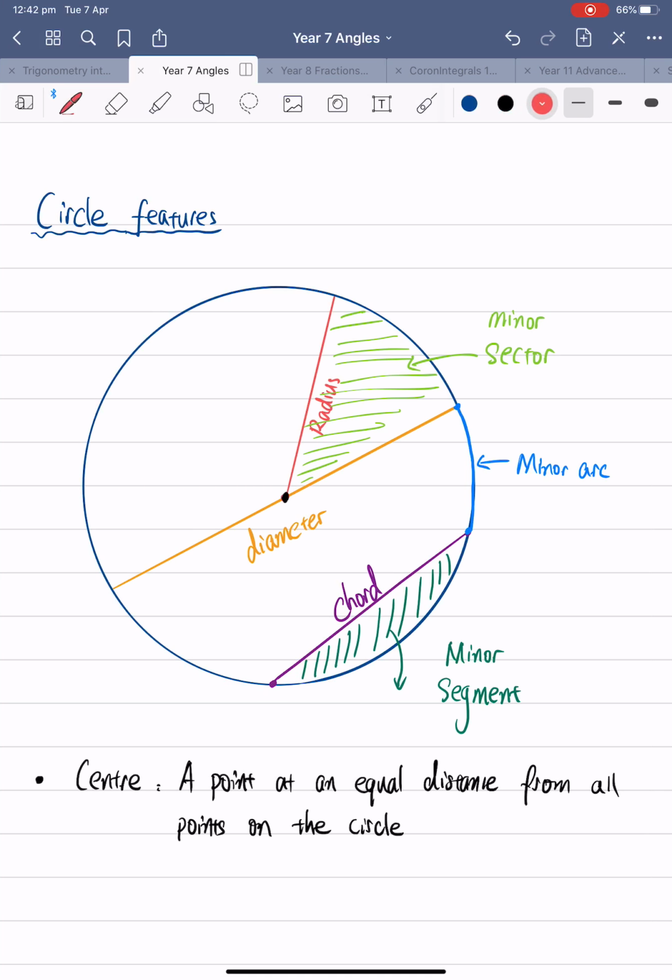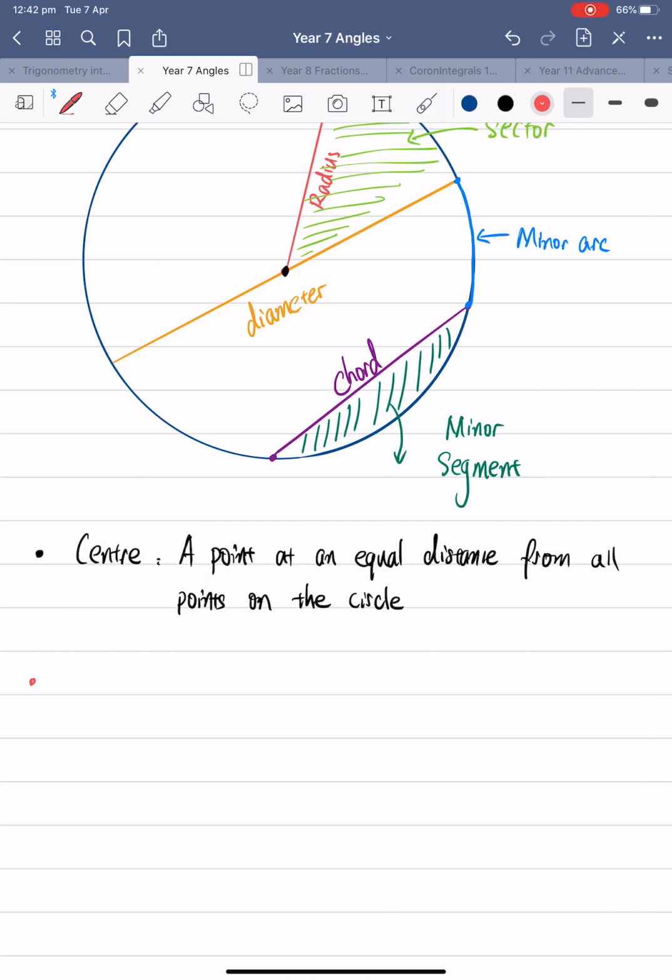The next one is the radius. What is the definition of a radius? A radius is a line interval drawn from the center to a point on the circle. So it's a line interval from the center to any point on the circumference of the circle, or simply on the circle. That's what a radius is.